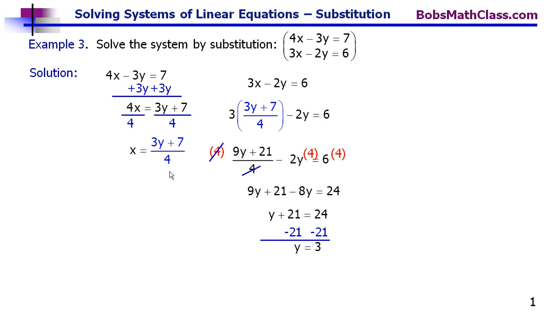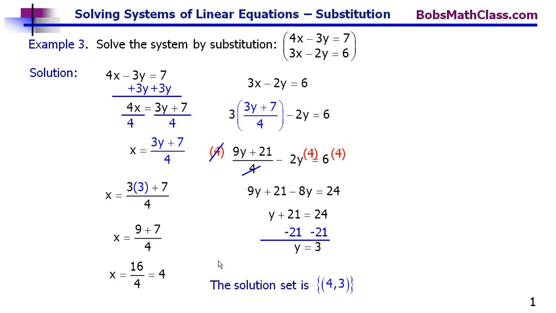We have the y, so we need to find out what x is. So we're going to take that y and replace it with 3 over here on that right-hand side. So that gives us 9 plus 7, 16 over 4, which is equal to 4. So we have our answer: 4, 3.